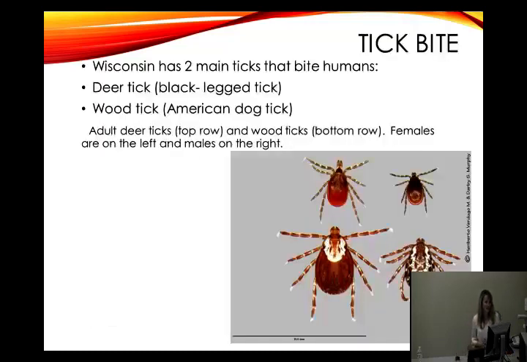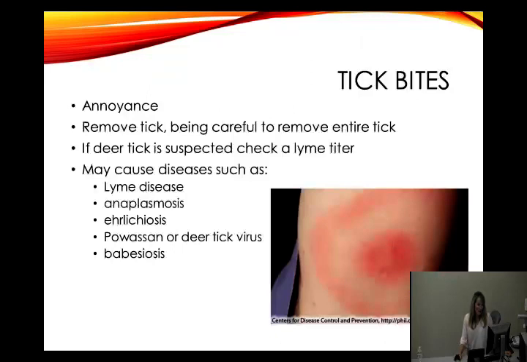Tick bite. So Wisconsin has 2 main ticks that bite humans, the deer tick and the wood tick. And I have some photos of them here, of course, magnified. So oftentimes they're just an annoyance. You remove the tick, got to be careful that you do remove the whole tick, or the remnants can stay in there. But the deer tick, if that is suspected, you need to check a Lyme titer. The ticks can cause diseases such as Lyme disease.